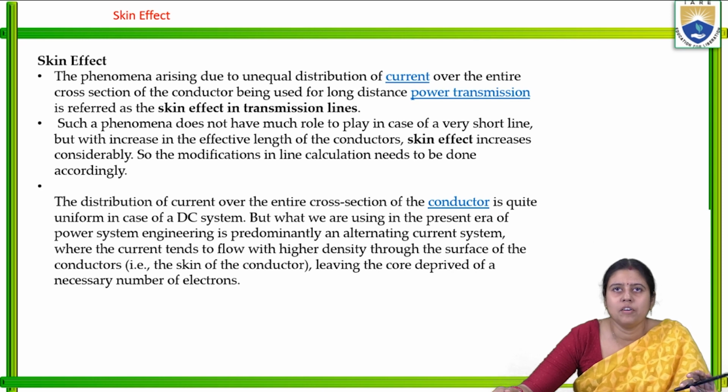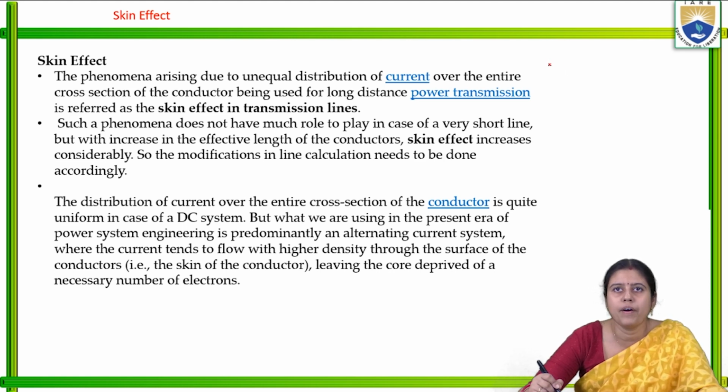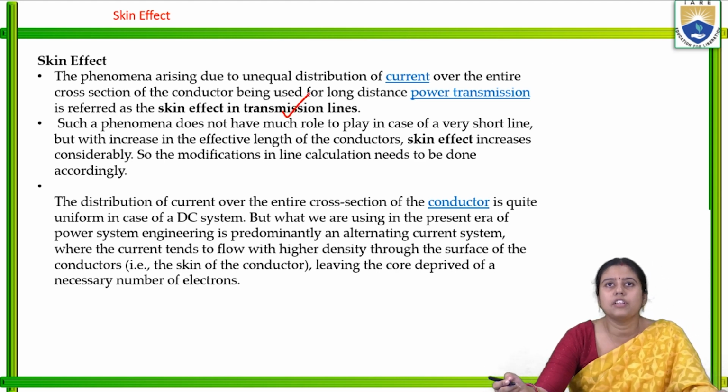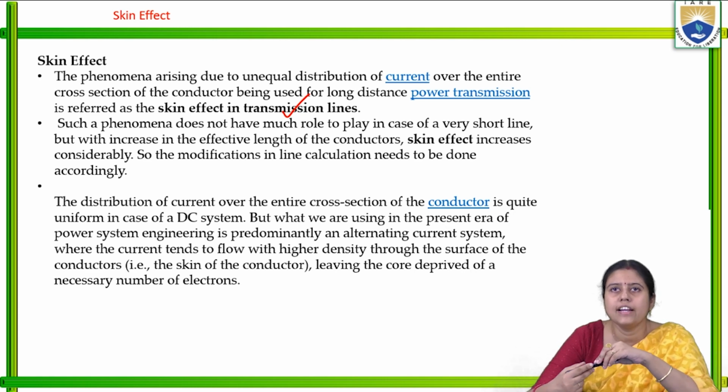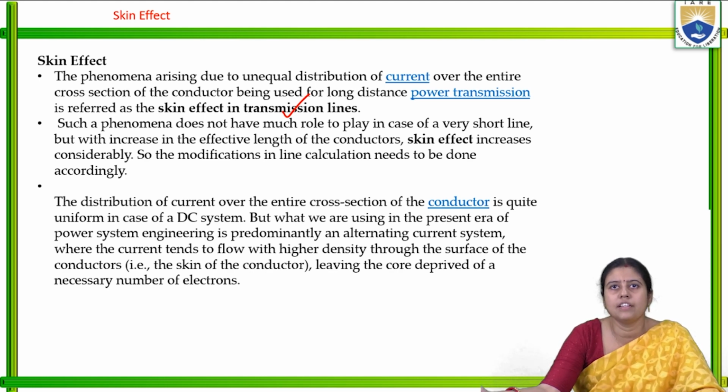So, now we will discuss about the skin effect. The phenomena arising due to the unequal distribution of current over the entire cross-section of the conductor being used for long-distance power transmission is referred to as the skin effect in the transmission lines. As we know, the general tendency of the charge is to stay outside of a conductor. So the current will be almost 0 inside, and outside the current is the maximum.